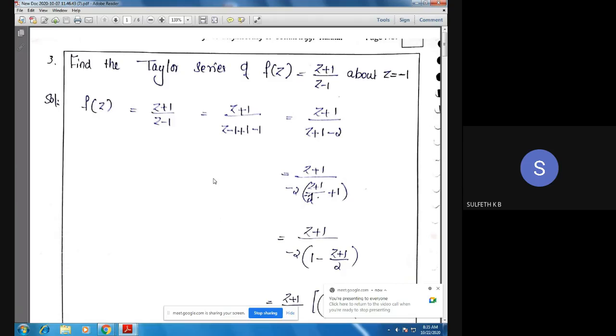We have a question. Find the Taylor series of f of z equal to z plus 1 divided by z minus 1 about z equal to minus 1. We have to find a Taylor series of the function f of z equal to z plus 1 divided by z minus 1 about its center minus 1. Therefore, we have the Taylor series expansion in terms of z plus 1. Clear?